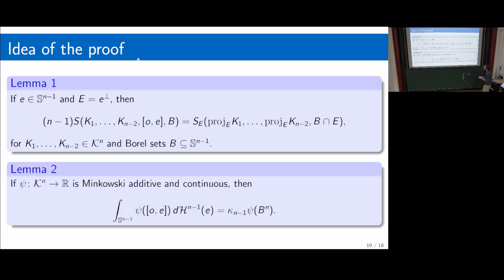The second one is a characterization of some kind of evaluations, if you want. Minkowski additive just means that psi of K plus L is equal to psi of K plus psi of L, so it behaves nicely with respect to Minkowski addition. In case we have a functional which is Minkowski additive and continuous, then if we average this functional evaluated on a segment over the whole sphere, we always obtain psi of the ball itself. So it's some sort of characterization of mean width, if you're familiar with this kind of language.